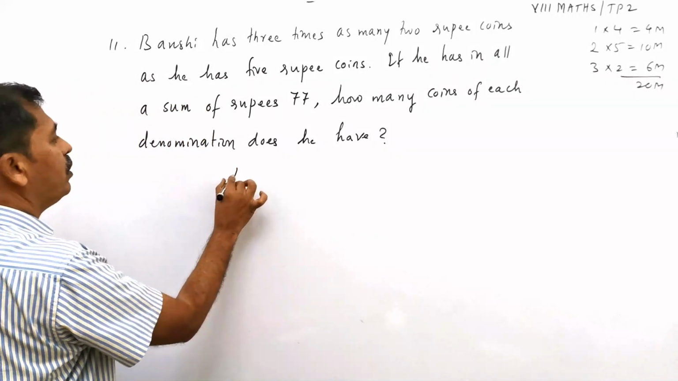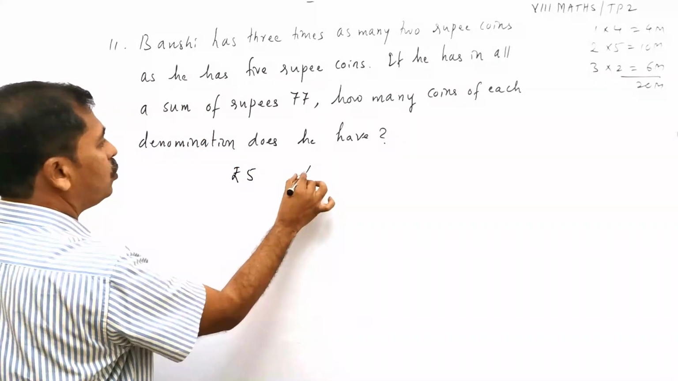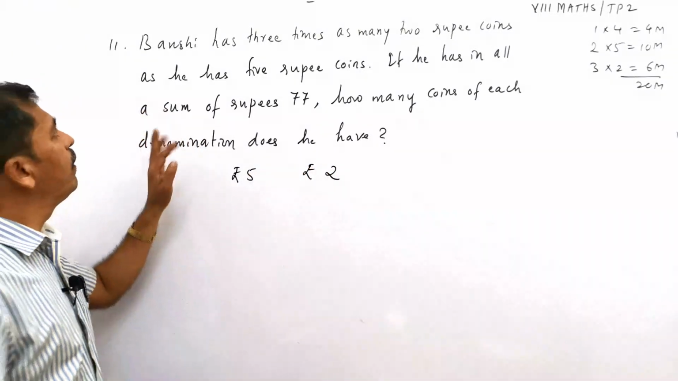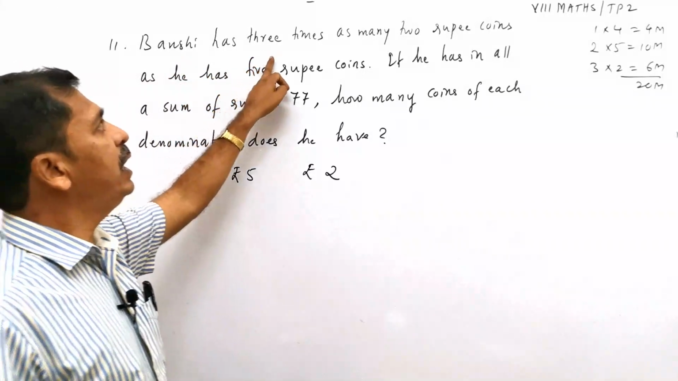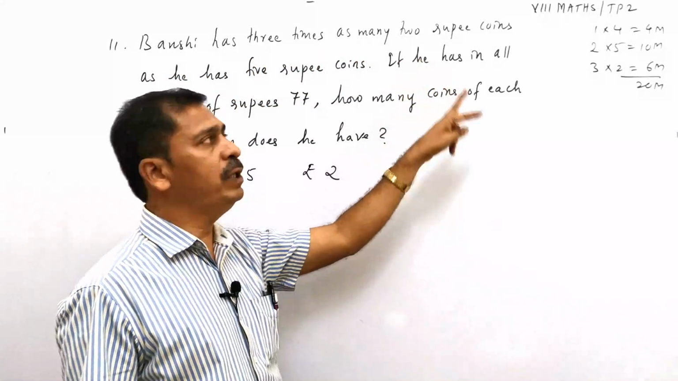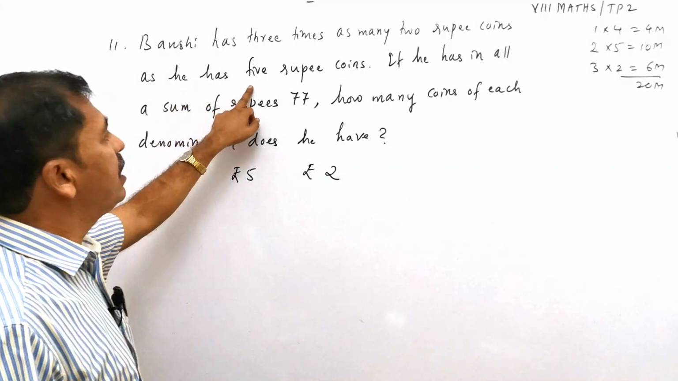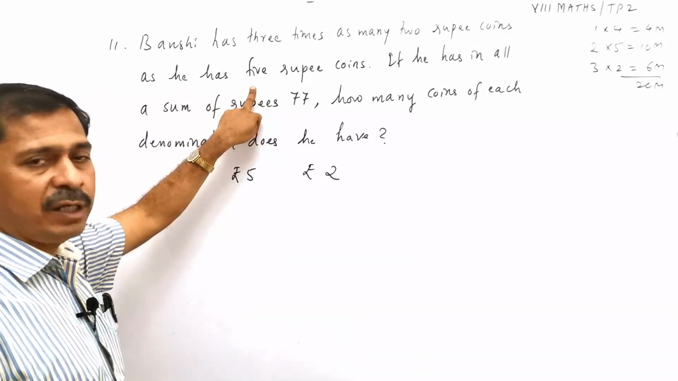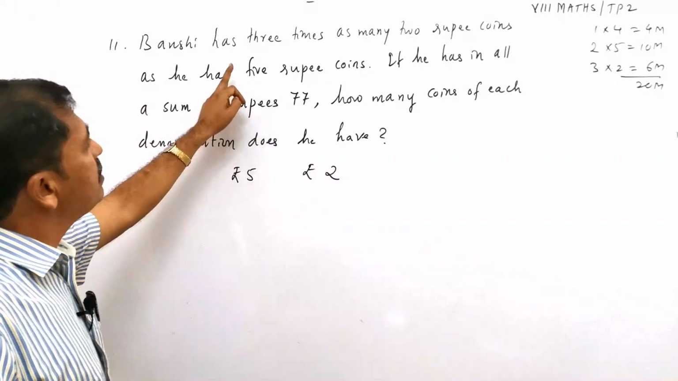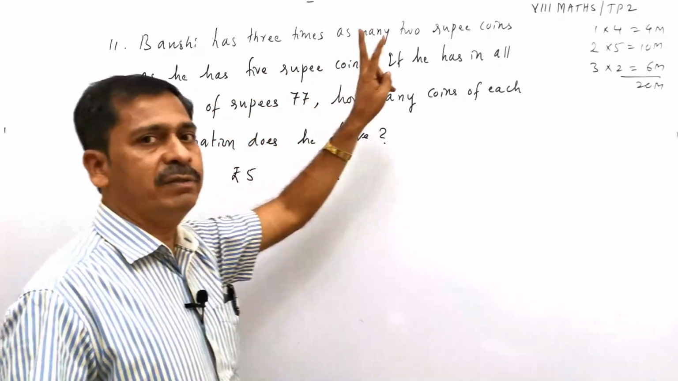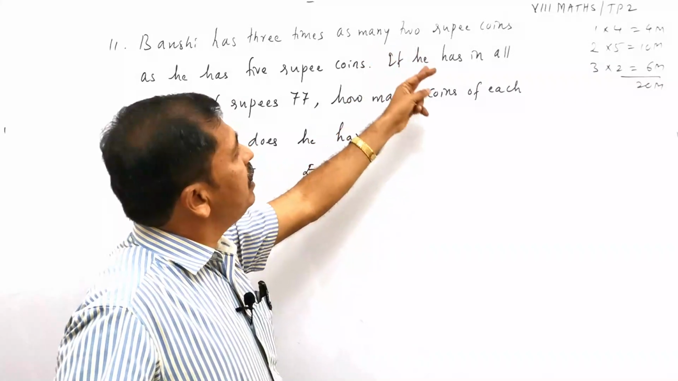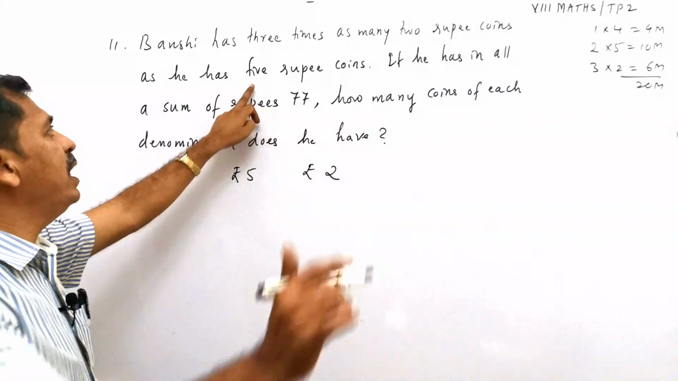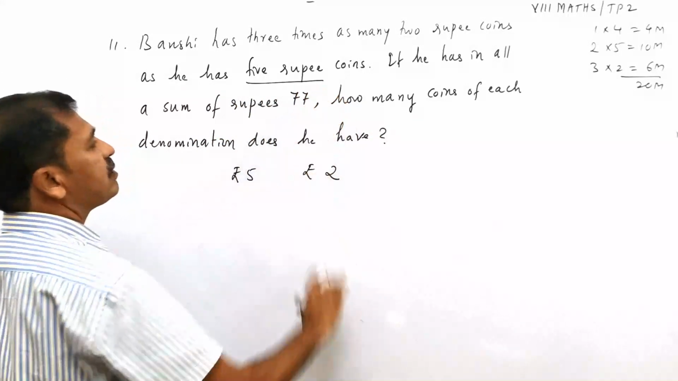See, 5 rupee coins are there, 2 rupee coins are there. The first line is very important. Bansi has 3 times as many 2 rupee coins as he has 5 rupee coins. Once again I am repeating, concentrate carefully.